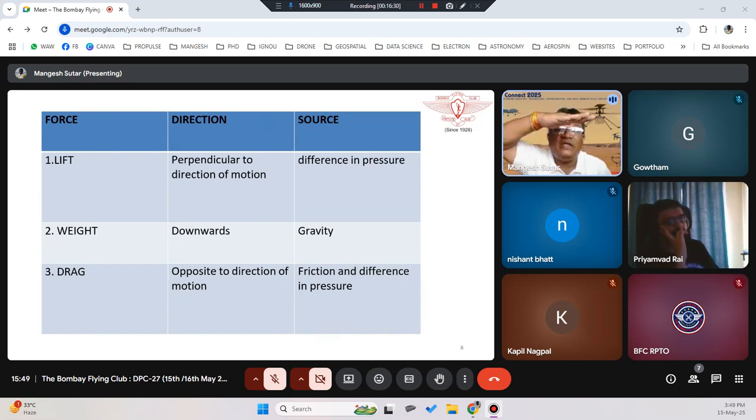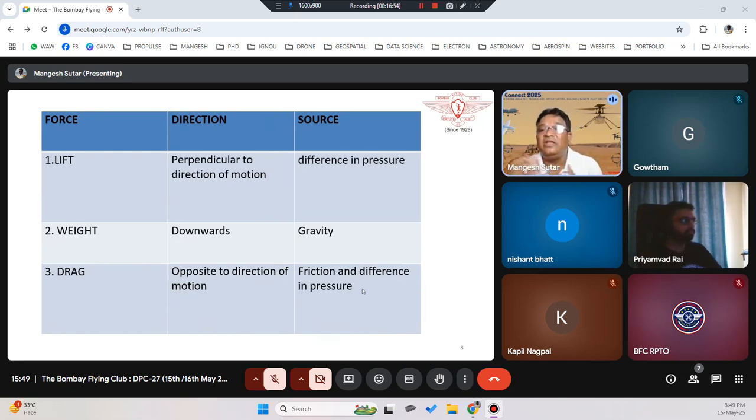Whereas weight is always downwards because of gravity. The earth is pulling it down. Whereas drag is always opposite to the direction of motion. So as it is moving this way, the drag will always be in the opposite direction because the air molecules are hitting the surface of the aeroplane. That is because of the friction and the difference in the pressure.